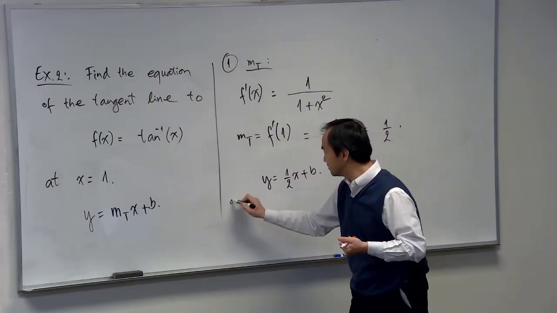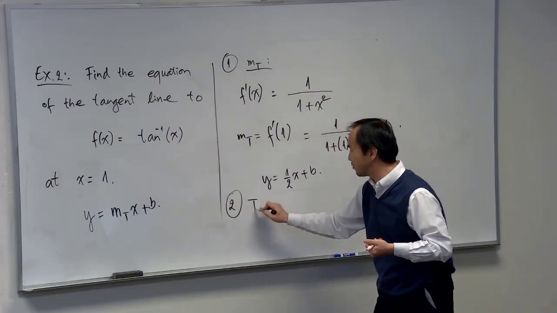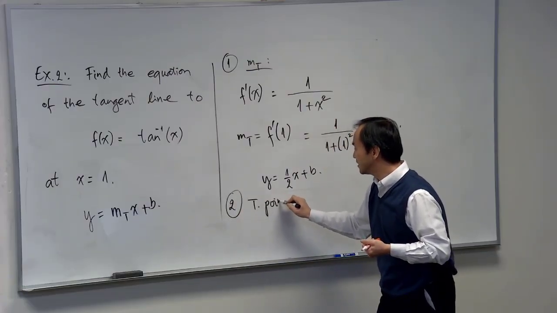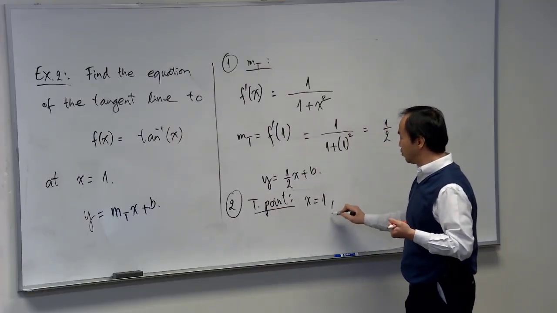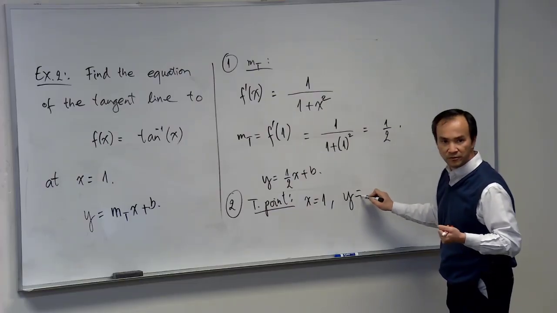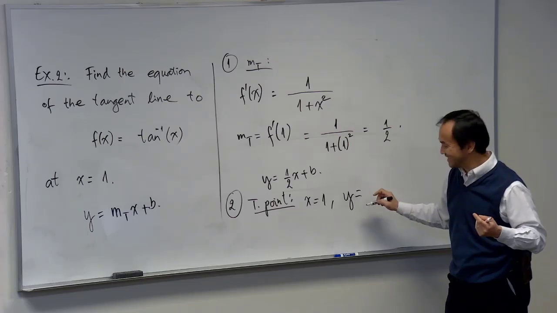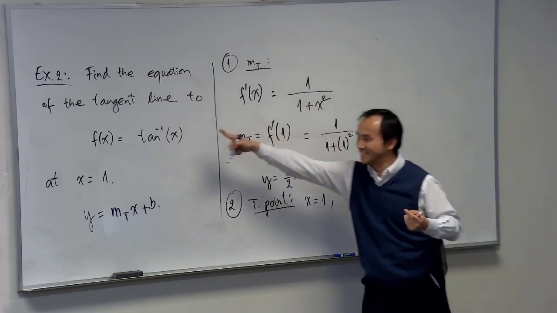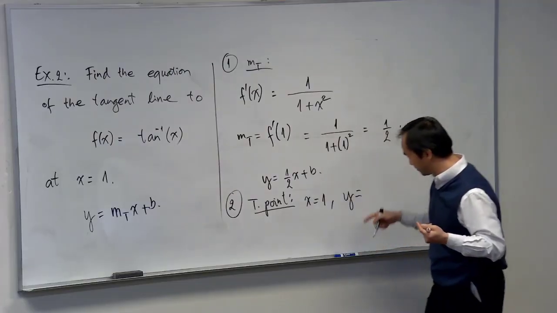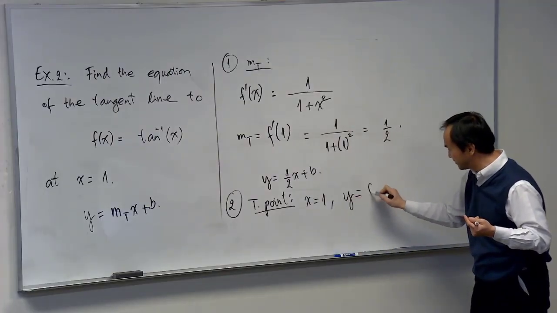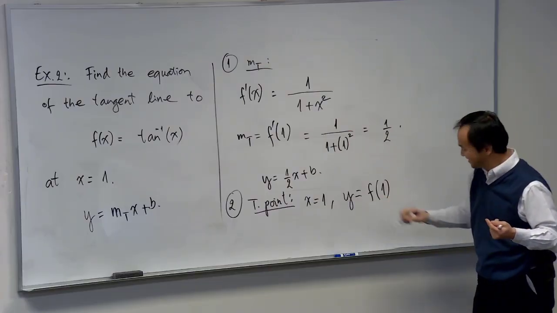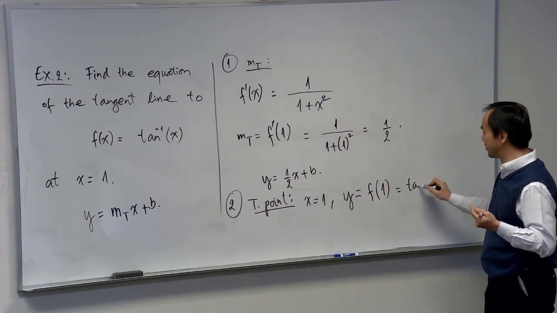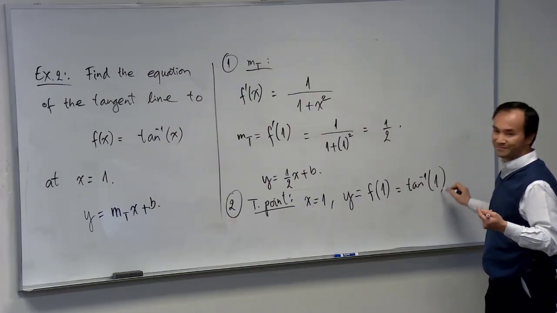And so the next big step is to get the tangent point. So when x equals 1, how do we calculate the y value for the tangent point? What do we do again? Yes? Plug the x value into the f of x function. That's right. To get the y value, you substitute the given value into your original function, so we're looking at tangent inverse of 1.